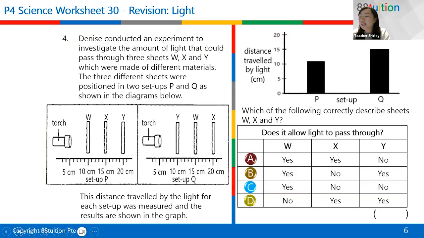Wow, that's a long question. Dennis conducted an experiment to investigate the amount of light that could pass through three sheets, W, X, and Y, which were made of different materials. The three different sheets were positioned in two setups, P and Q, as shown in the diagrams below. The distance traveled by the light for each setup was measured, and the results are shown in the graph. So which of the following correctly describes sheets W, X, and Y?